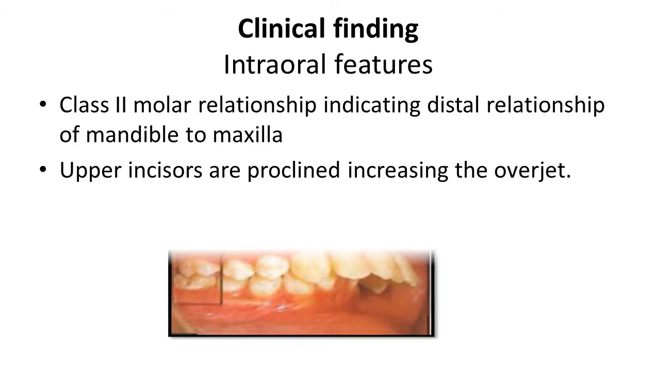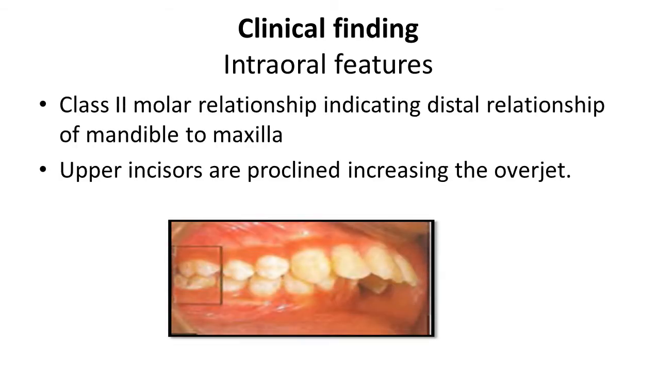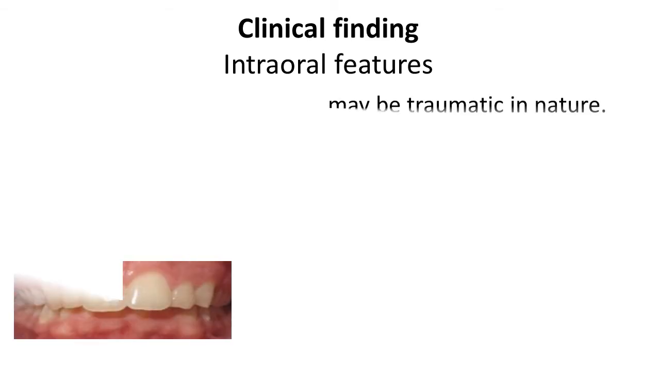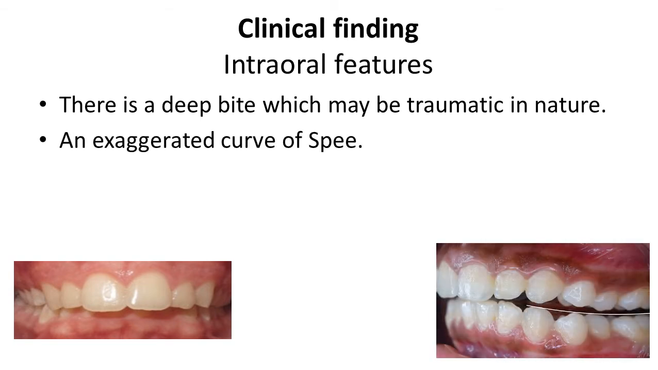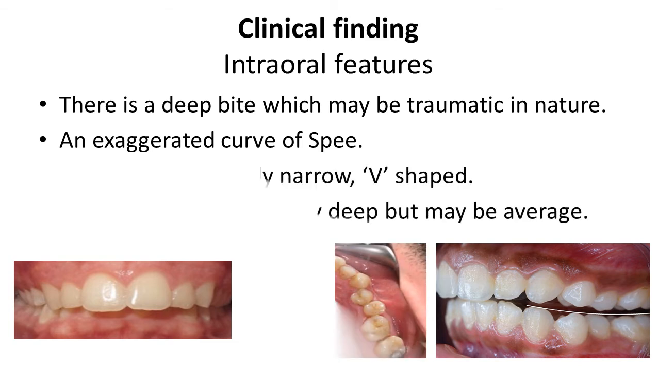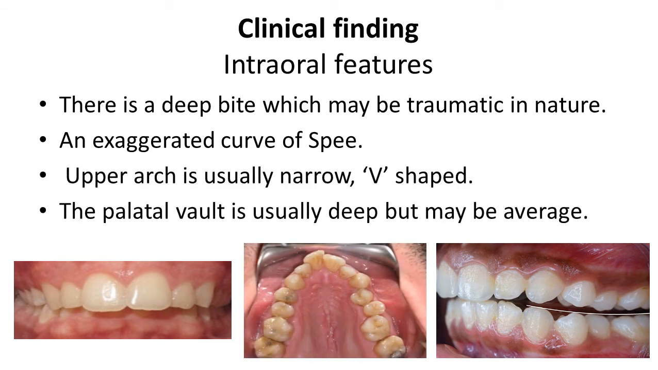In intraoral features, Class 2 molar relationship, indicating distal relationship of the mandible to the maxilla, as we mentioned in the definition. Upper incisors are proclined, so there is an increase in overjet. There is a deep bite, which may be traumatic in nature. An exaggerated curve of Spee, and the upper arch is usually narrow, V-shaped, and the palatal vault is usually deep but may be average.